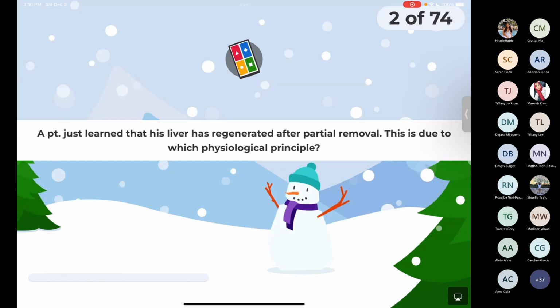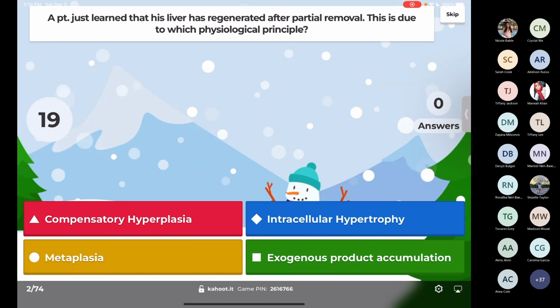A patient just learned that his liver has regenerated after partial removal. This is due to which physiological principle?